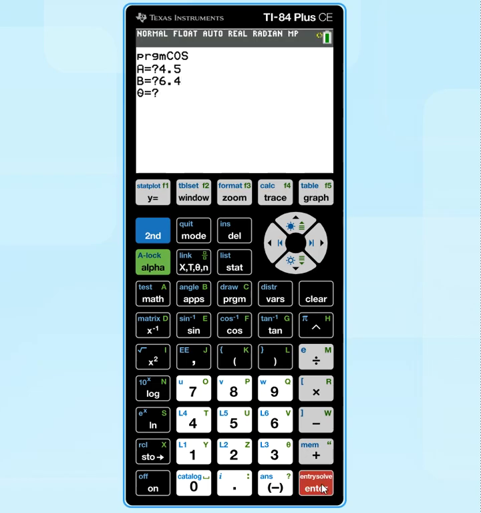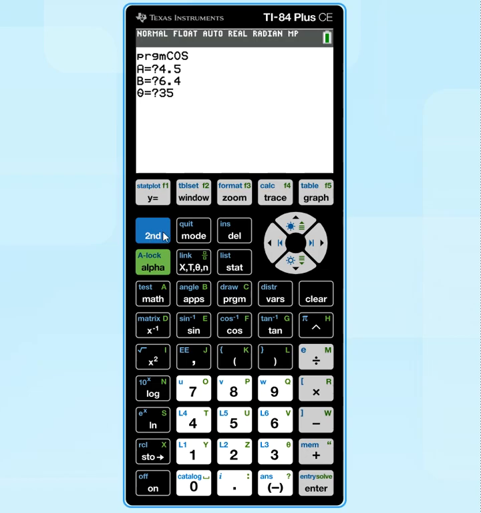And I'll press enter. Now it asks me for the angle. Now if you draw this out, you'll realize that 35 is the angle between those two displacement vectors if you connect them tail to tail. So I'm going to put in 35. Now I should get the right answer if I'm in degree mode.